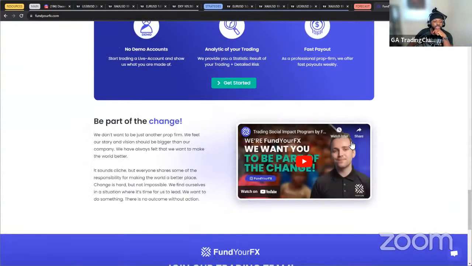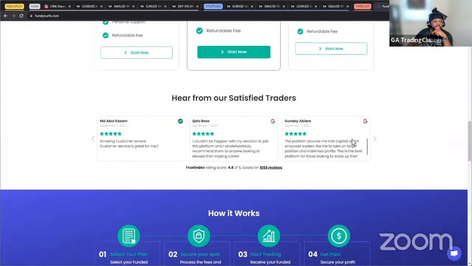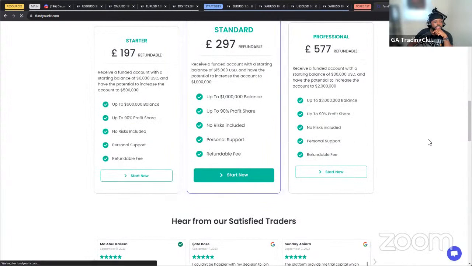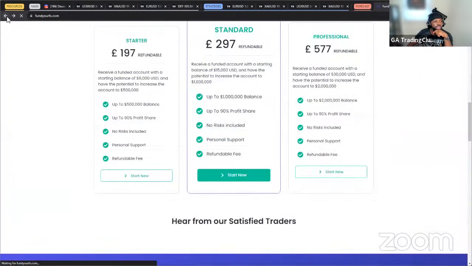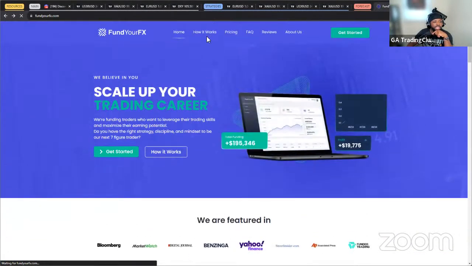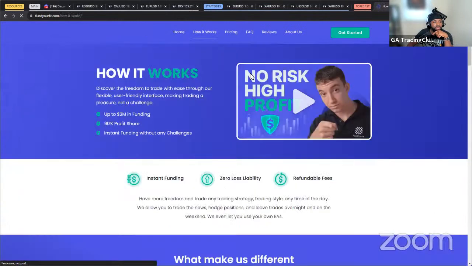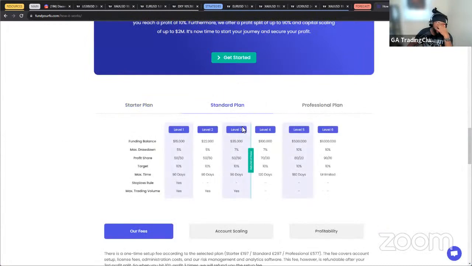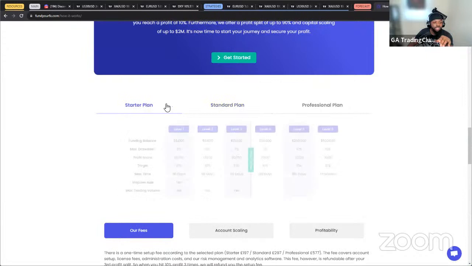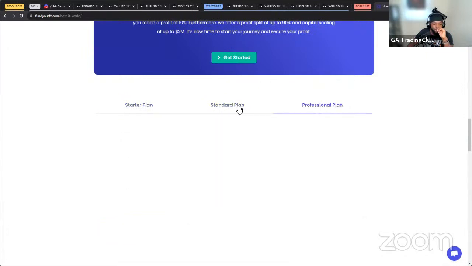So like for them, I think I'd gone over this with you guys. I want to go over how it works. So it's like a scaling kind of thing. Let me find that. Yeah, so this one. The one I had, and when did I start it? End of last year, maybe. So I started with the standard plan. There's a starter plan, standard plan, professional plan.